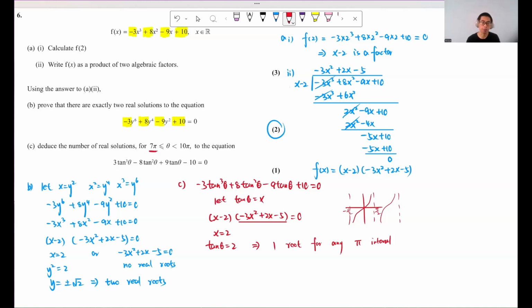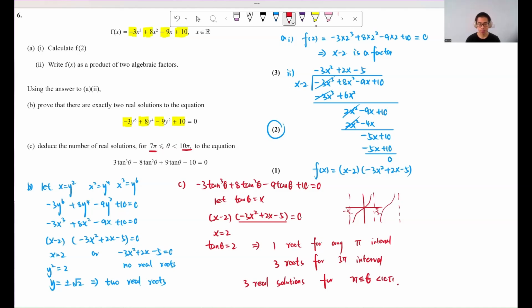Between 7 pi and 10 pi, how many? It's 3 pi, because 10 pi minus 7 pi is 3 pi. So if there is one root for any pi interval, that means there have to be 3 roots for a 3 pi interval. Therefore, the number of real solutions would be 3 real solutions for theta greater than or equal to 7 pi and less than 10 pi. So that's how we answer this.